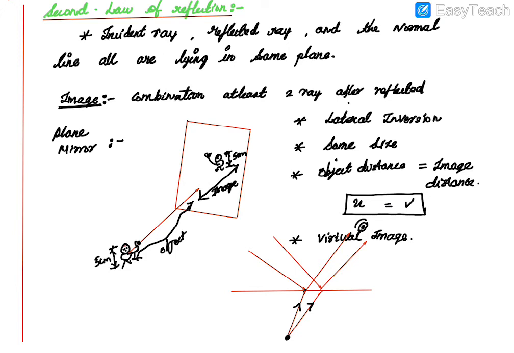If I take one more, here I will take a mirror. If I pass one ray, it will come back like this; if I pass one more ray, it will come back like this. The rays will not join. But if you extend at the back side, it appears from one point. So it looks like it appears from one point, and that is called a virtual image. It cannot be projected on the screen.